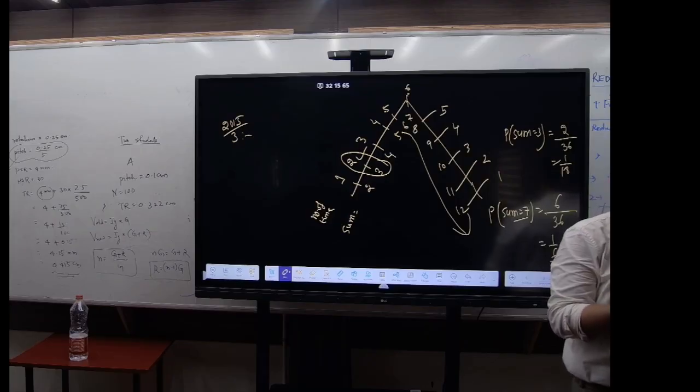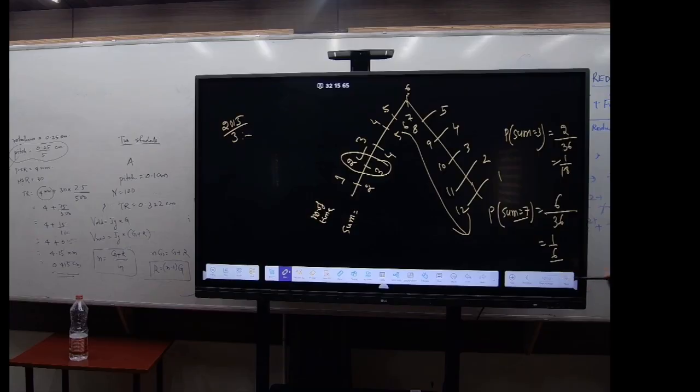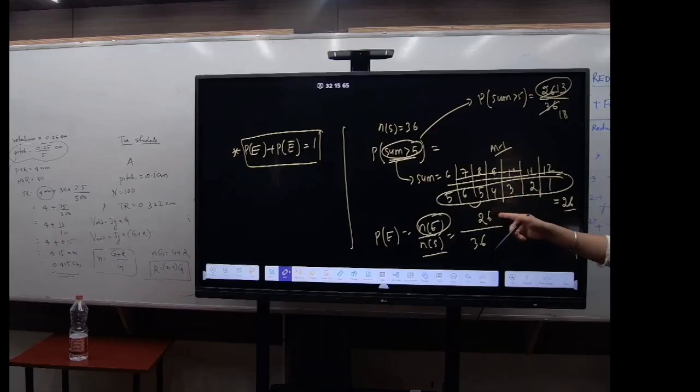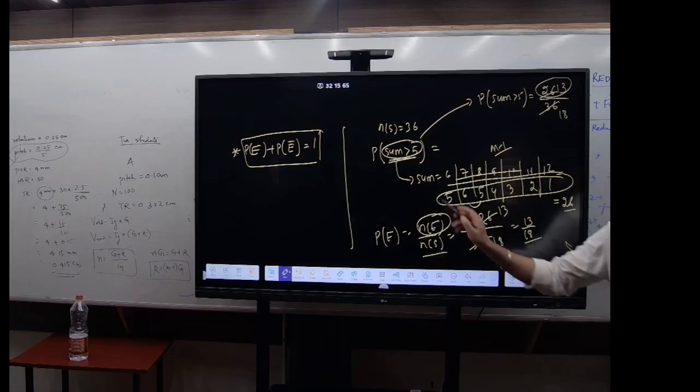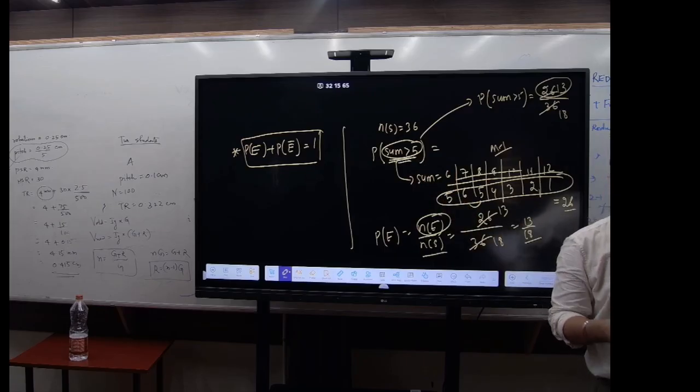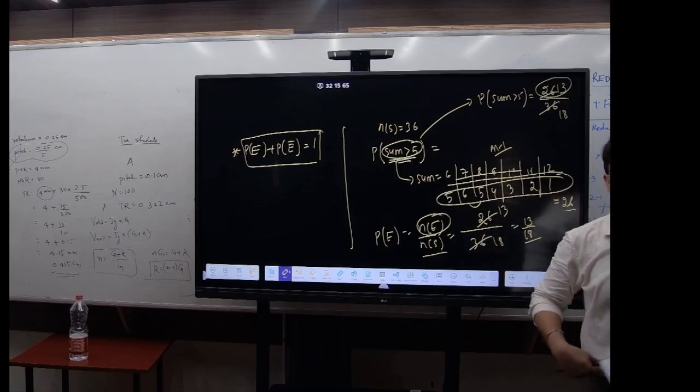So out of 36, there are 26 times where the sum is greater than 5. So I will write the favorable case is 26. Now you just cross cancel, 2 is common, so 2 and 18. So the answer will be 13 by 18. So only the favorable cases count, how many times it supports this statement. Understood now?